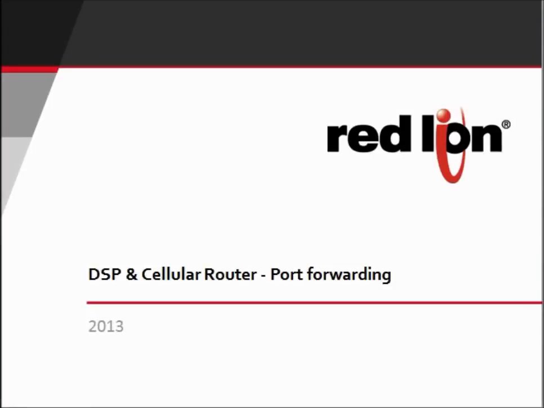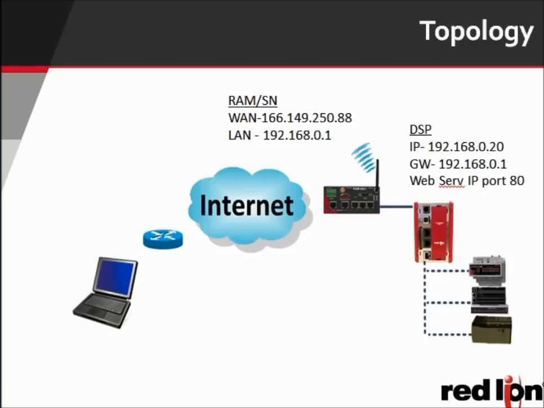Welcome. In this recording, I'm going to demonstrate how to add port forwarding rules to Redlion's 6NET series cellular router, which will allow access to the Data Station Plus. This is a typical topology that the Data Station Plus would be in. It's a data concentrator, protocol converter, pulling in field data.